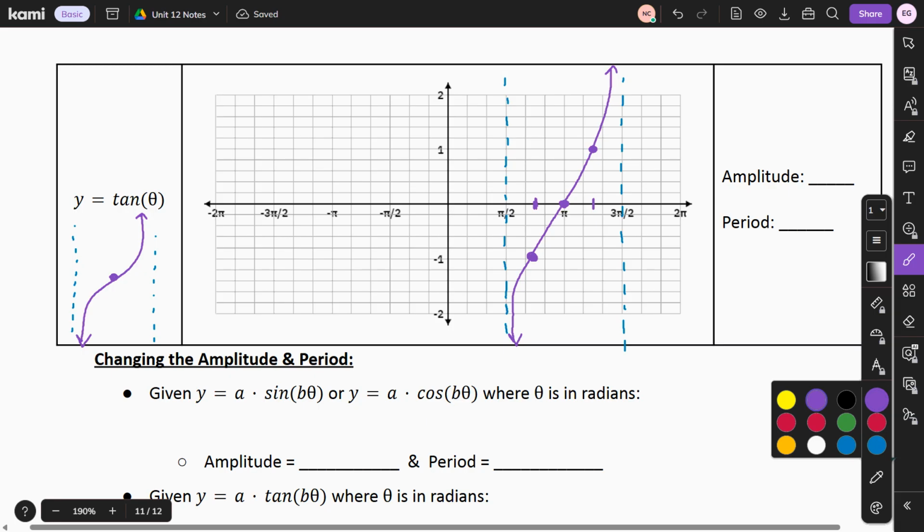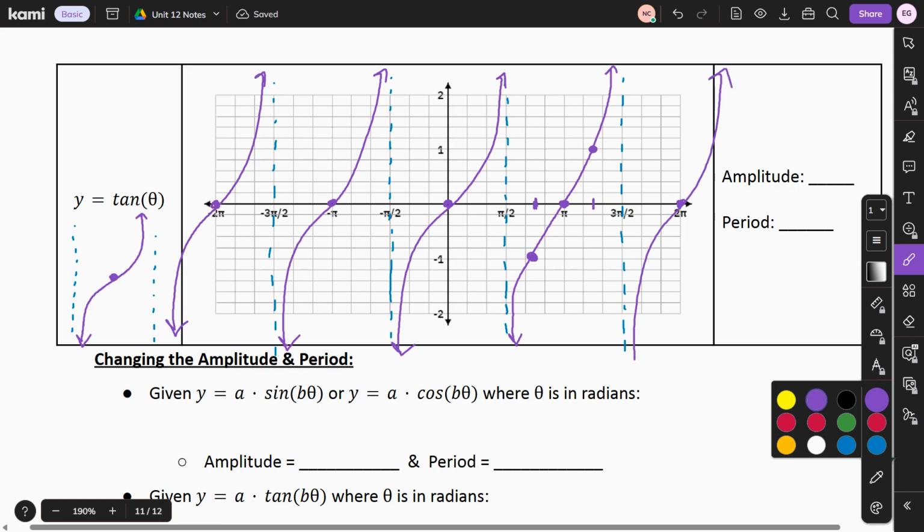Okay, but just like before, we can continue this cycle and this pattern to the left and to the right. So I'm going to have an asymptote at negative pi over 2, at negative 3 pi over 2. I'm going to have my middle points halfway in between the asymptotes, and then I'm going to have my curve that's cutting through those middle points and riding along the asymptote.